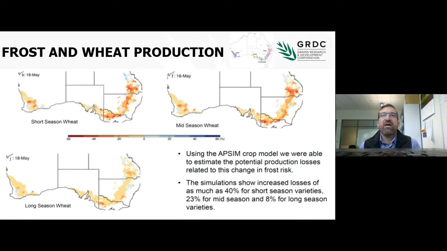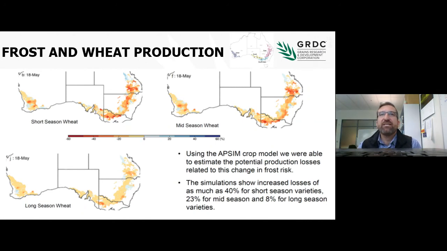And you can see that across most of the wheat belt, the impacts for short season varieties are as high as 40%. So those very dark areas would suggest production has been reduced by the change in the frost window and frequency by as much as 40%. For mid and long season wheats, on average across the whole wheat belt, the impacts have been much lower, on average around 23% for mid-season wheats and 8% for long-season varieties. So that's just if we look at the frost impacts.